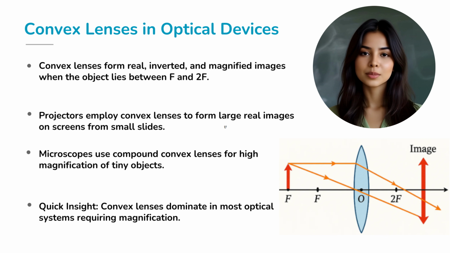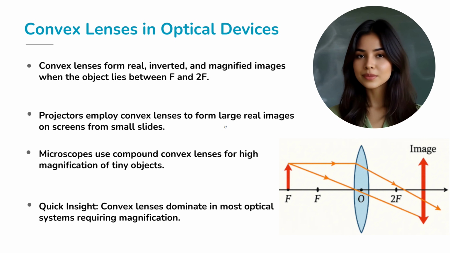Mathematically, this is explained by the lens formula: 1 divided by f equals 1 divided by v minus 1 divided by u. Here f is the focal length, v is the image distance, and u is the object distance. That same principle allows projectors to magnify a tiny slide into a huge picture on the screen, and microscopes to enlarge the tiny world of cells.